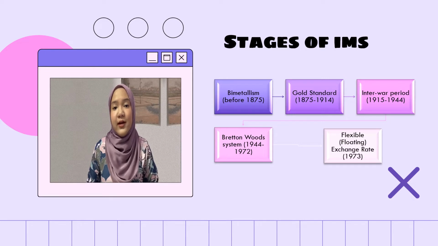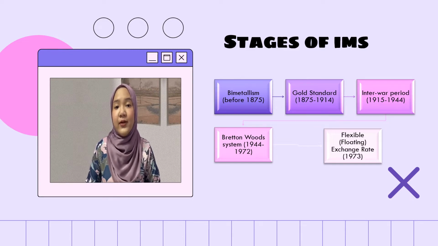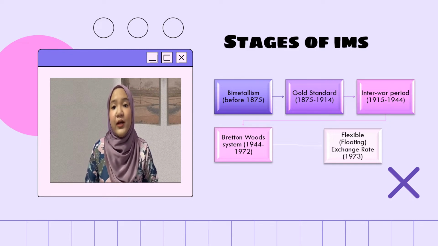The first stage is bimetallism, which is before 1875. The second stage is the gold standard, which is between 1875 until 1914. The third stage is called the interwar period because it is between 1914 to 1944. The fourth stage is the Bretton Woods system, which is between 1944 to 1972. The last stage of the international monetary system is the flexible exchange rate, which started from 1973 until now.